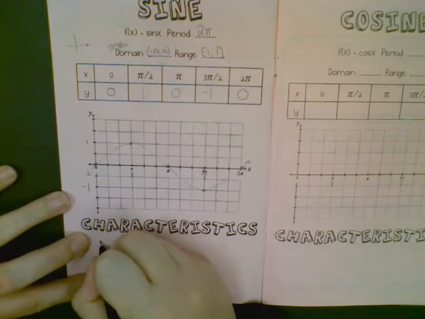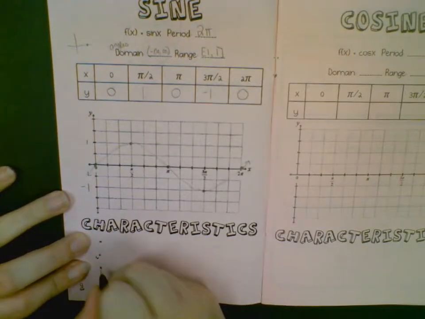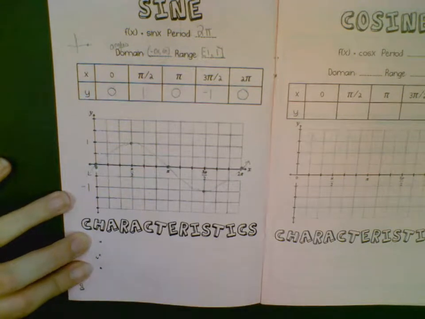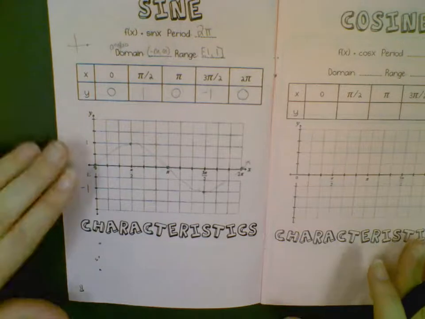So why don't you pause and take a minute to add some characteristics. How would you describe the graph? What do you think is going to happen every time for them? And we'll talk about those more in class.